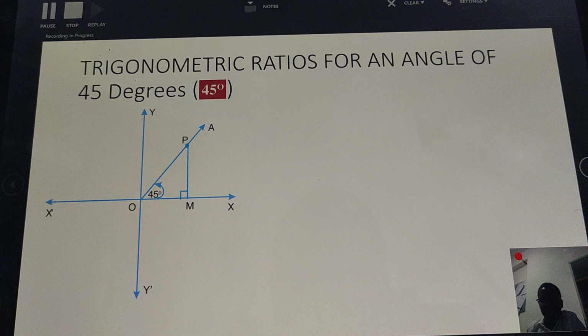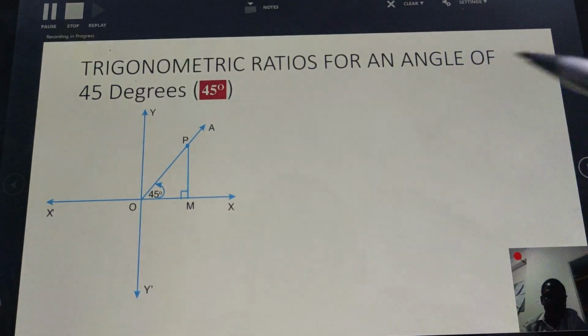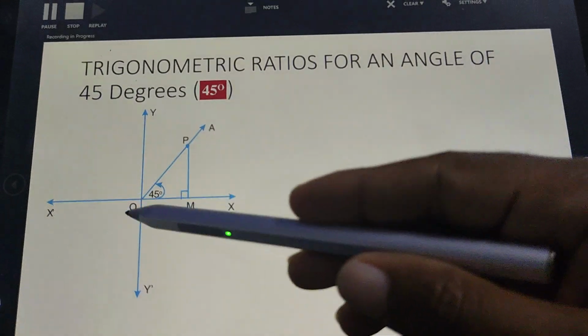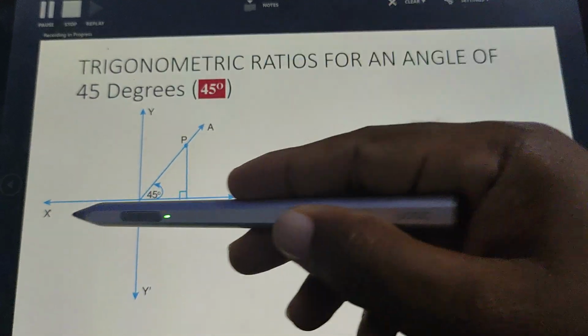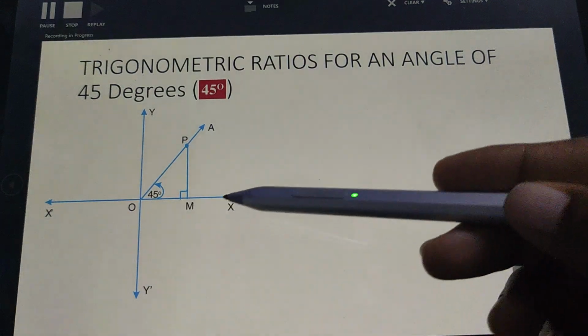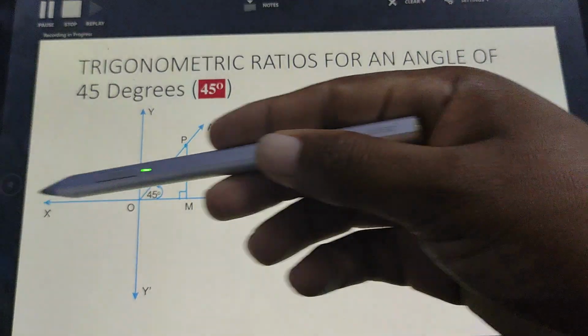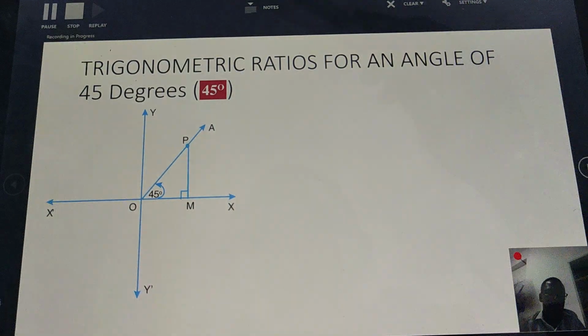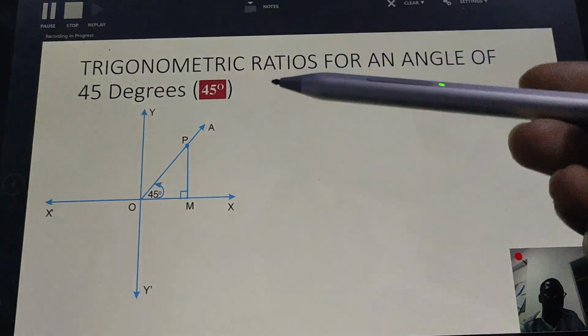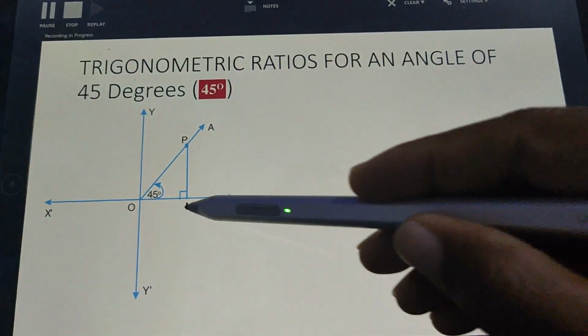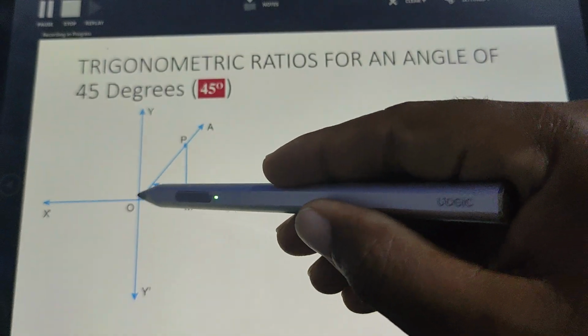Now let us look at the trigonometric ratios for an angle of 45 degrees. All right, let's consider this figure here. We have axis Y and axis X. More or less, this is like the floor. This is the height, and this is along the ground, the x-axis. This is as you go up. This could be a wall, and this could be the ground.